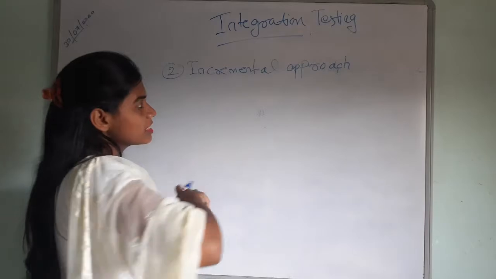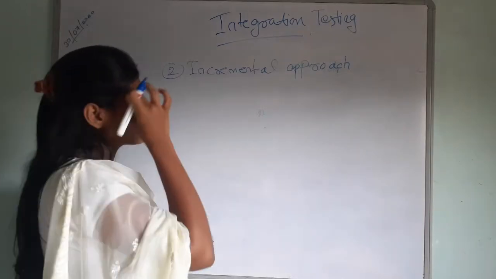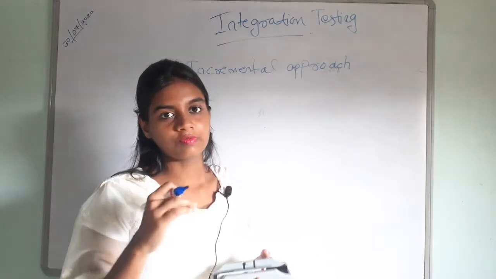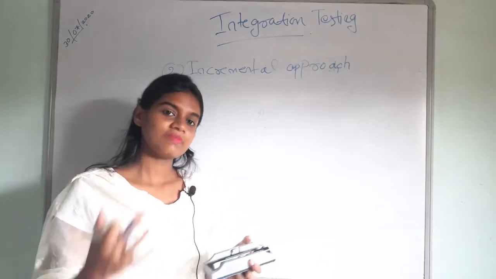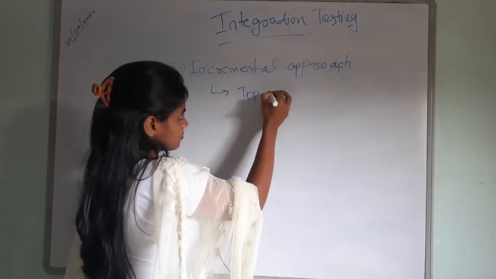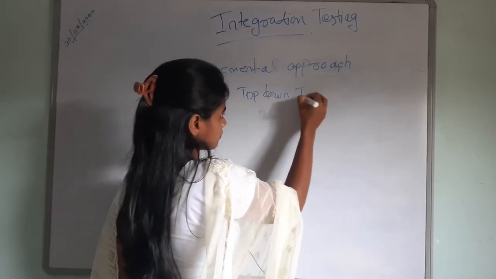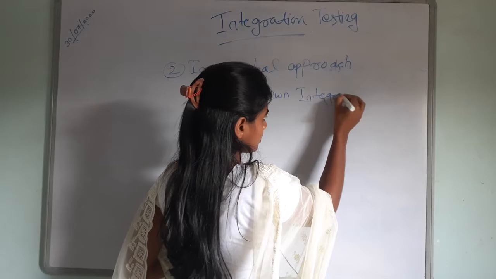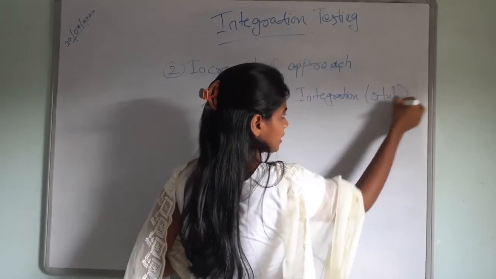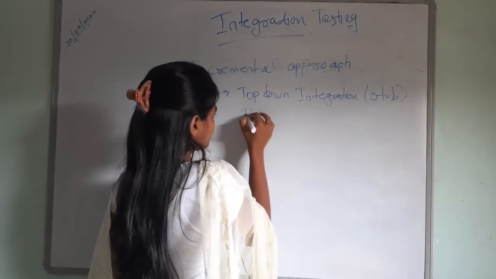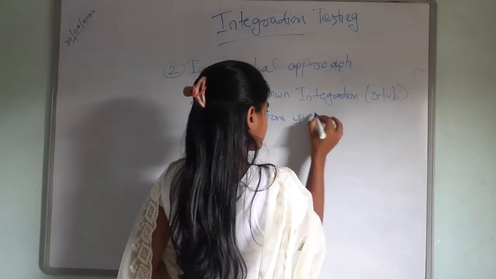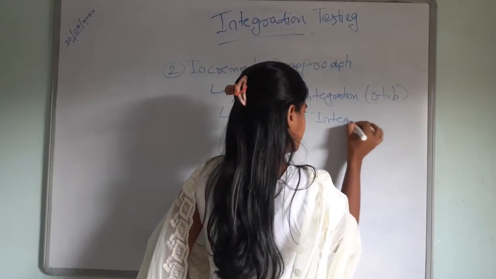In the incremental approach, there are two sub-types: top-down integration and bottom-up integration. Top-down integration means the stub, and bottom-up integration means the driver.